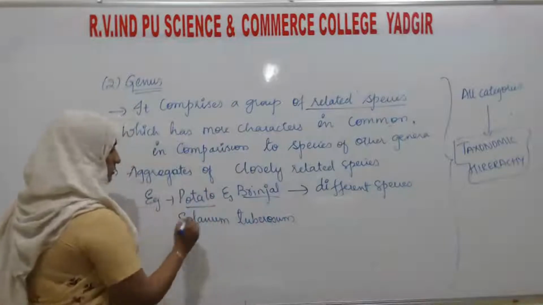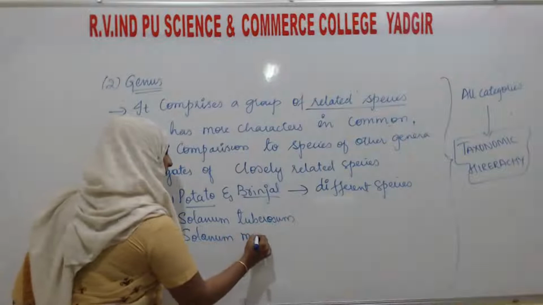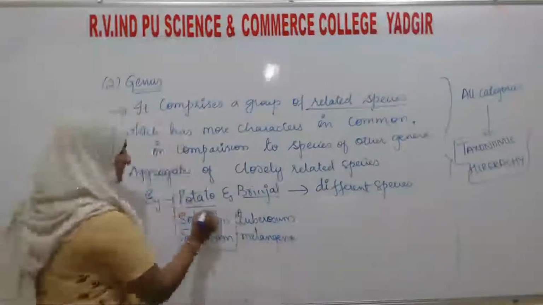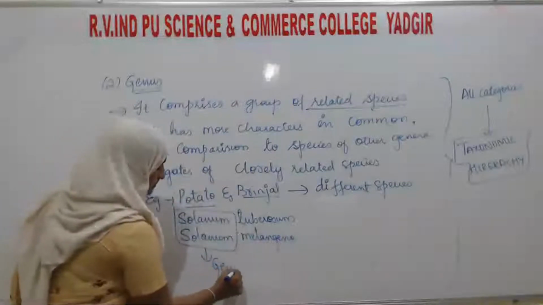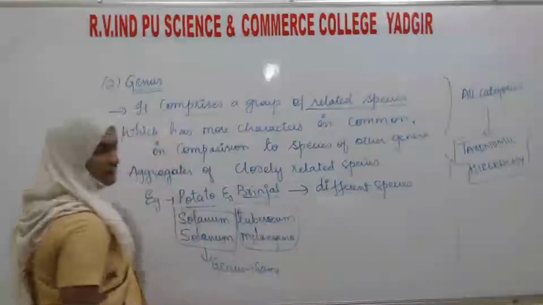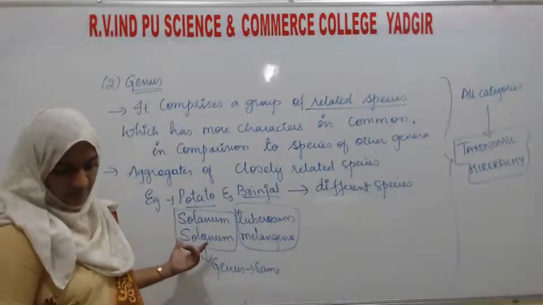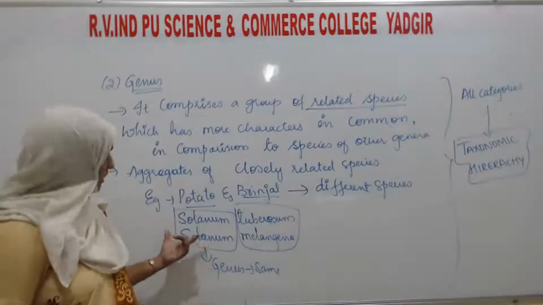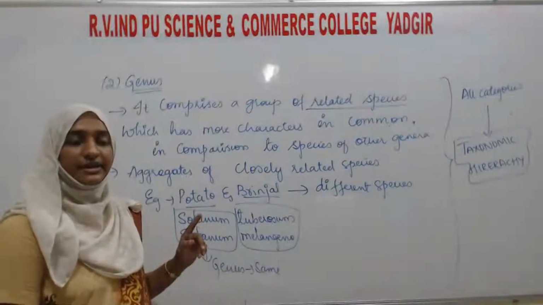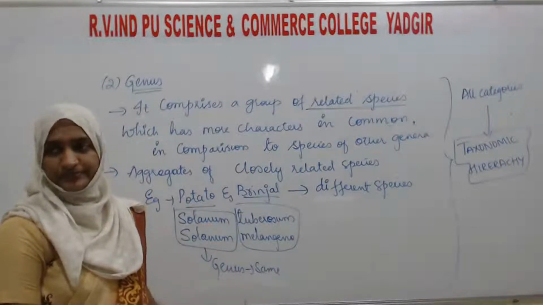One more, brinjal scientific name is Solanum melongena. The genus is same, but the species is different. Why the species is different and why this Solanum is same means they have some fundamental character. What is that fundamental character or similar character among the both means they store the food.